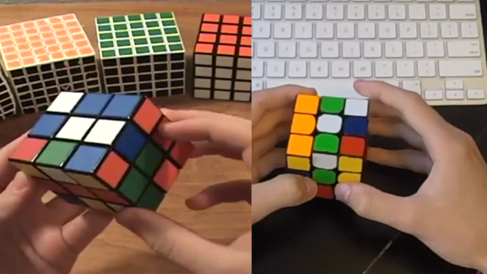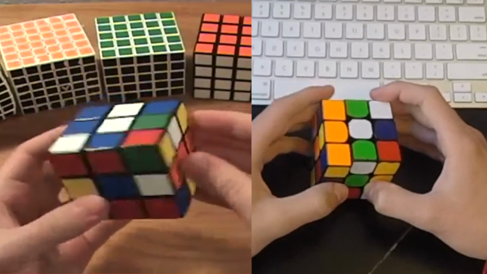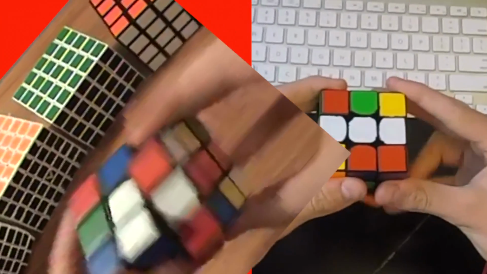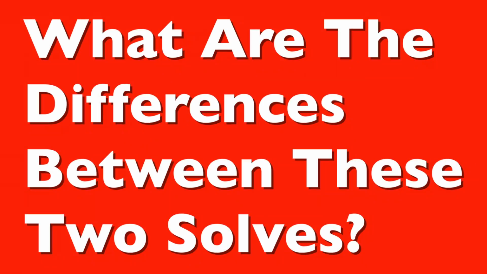While you're watching these solves, ask yourself this. Besides the obvious things, like pauses, cube rotations, and the fact that me, myself, and pi solves the cross on top, what are the differences between these two solves? I'll give you a little time to think about it.